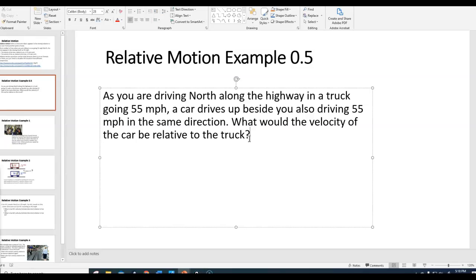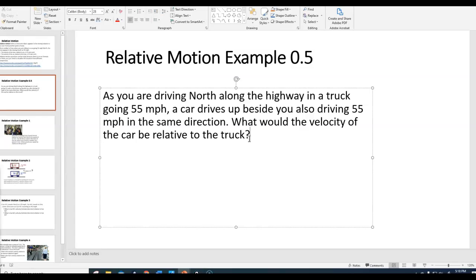Now, what would the velocity of the car be relative to the truck? Let's say you look out your window and the car is going the same speed as your truck. Imagine if you couldn't see the background behind them. Would you be able to tell that the car was moving? No, I don't think so. The car is not passing you and it's not going behind you. It's staying steady right beside you.